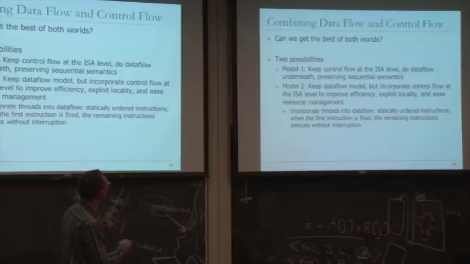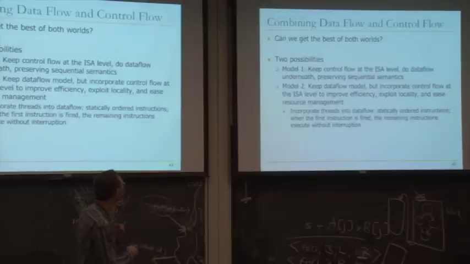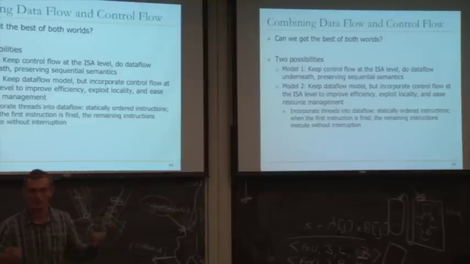The second model, which has not been as successful because it doesn't preserve the nice properties that control flow has, which is easy debugging, dynamic data structures, is this model that I told you. Keep the data flow model, but incorporate control flow at the ISA level to improve efficiency, exploit locality, and ease resource management. That's this macro data flow.